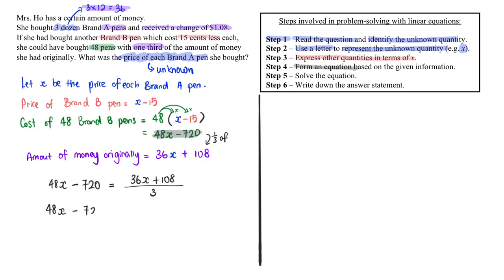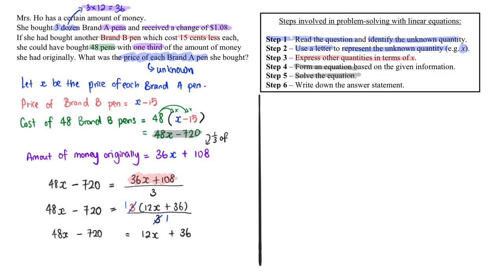And I'm going to now solve this equation, and I'm going to take out 3 as the common factor for a reason, okay? Because this means that I can then divide by 3 for the right hand side of this equation, and I will get 48x minus 720 equals to 12x plus 36. And now I'm going to simplify this, okay?